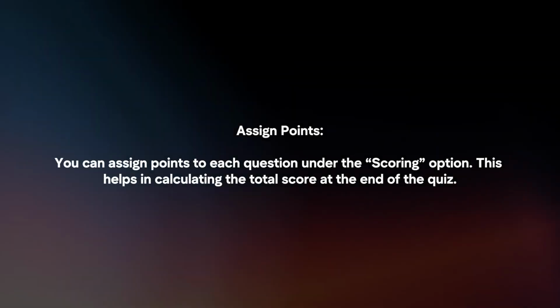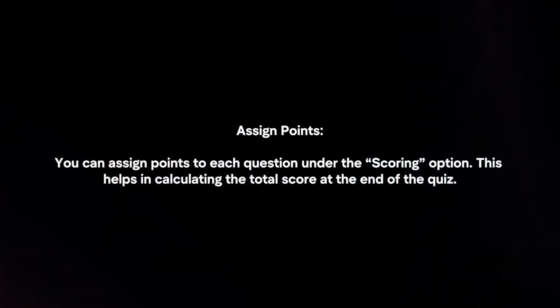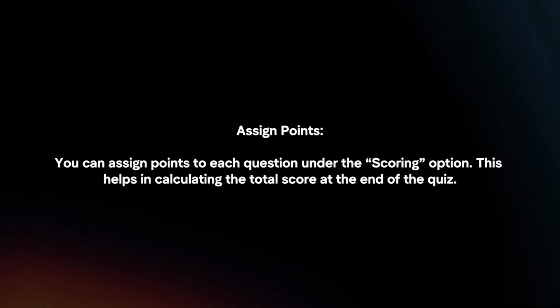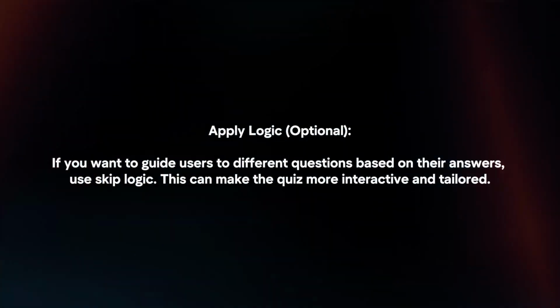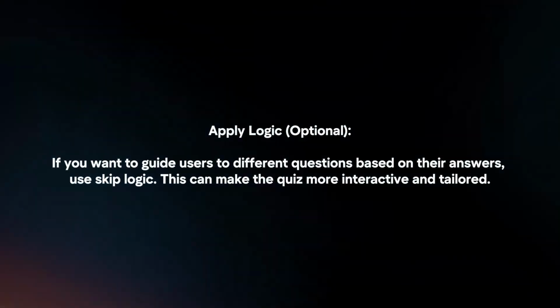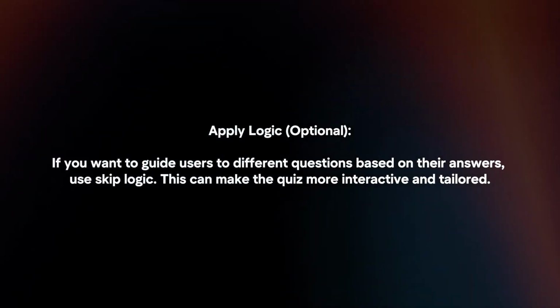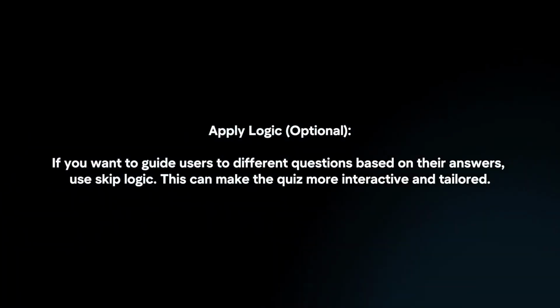Assign points. You can assign points to each question under the scoring option. This helps in calculating the total score at the end of the quiz. Apply logic. If you want to guide users to different questions based on their answers, use skip logic. This can make the quiz more interactive and tailored.